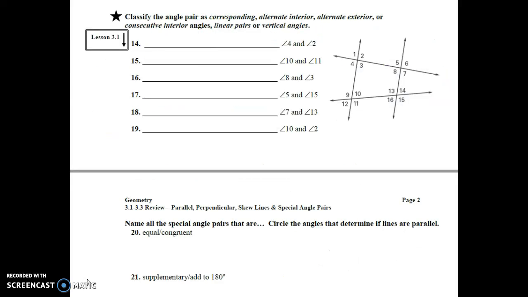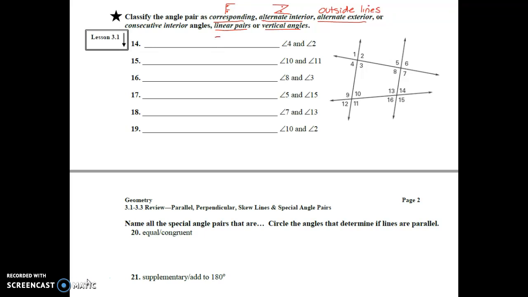At the bottom of the page, we're going to talk about the different kinds of angle pairs that we have. Corresponding, alternate interior, alternate exterior, linear pairs, and vertical angles. Just a quick review. Corresponding angles are the angles that make the F. They're both in the same corner. Alternate interior angles are the angles that make the Z. They're between the lines, but on different sides of the transversal. Alternate exteriors do not have a special letter, but they are outside of the lines.